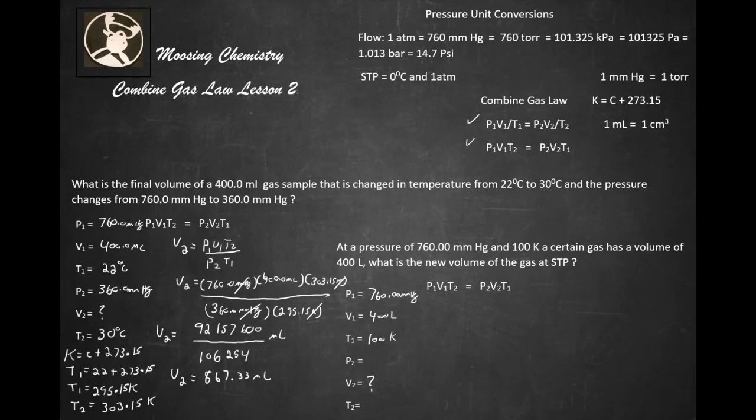Well, standard pressure is 1 atm, and 760 is 1 atm. And the standard temperature is 0 degrees Celsius, but that's going to be the same as 273.15 K. All right. Now, let's go ahead and take care of V2.